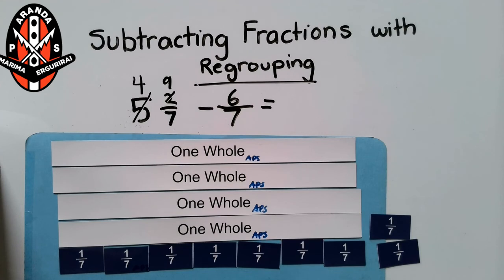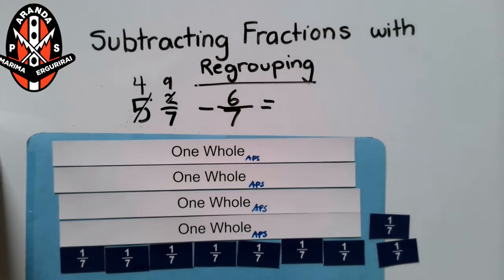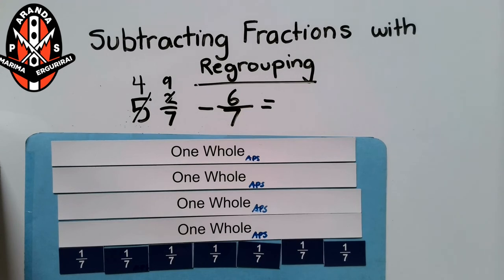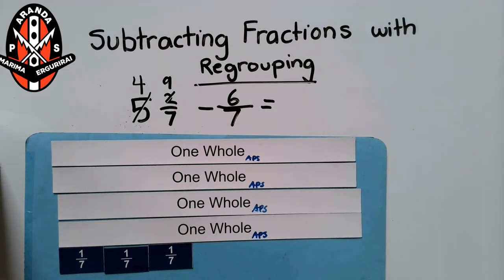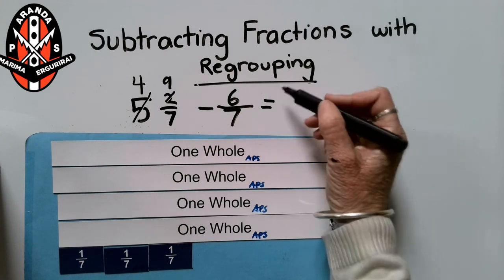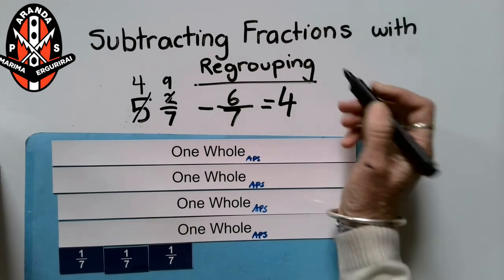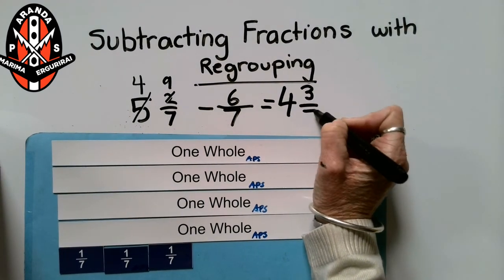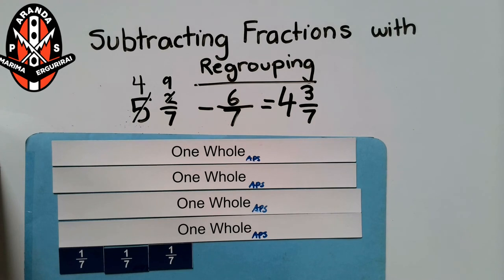Now I can take away those 6 7ths. There's 2 gone, 4, 6 7ths. So now I'm left with 4 wholes and 3 7ths. And that's how we subtract fractions using regrouping.